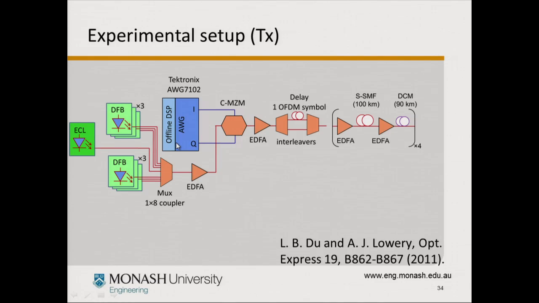So this is an experiment that we did as a proof of concept to show that this method works. I won't go through all the details of the transmitter, but basically we generated 7 wavelength channels, and we're mainly interested in the middle one. We're trying to compensate for the phase noise of the middle one, getting the interference from the 3 on either side of it.